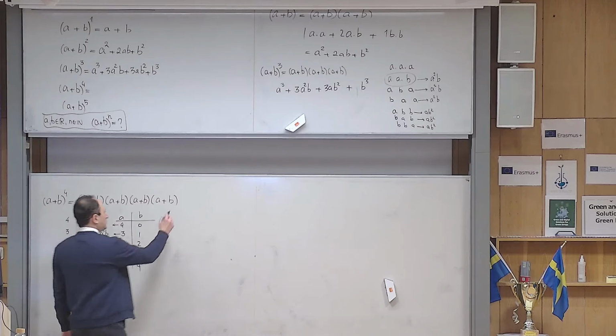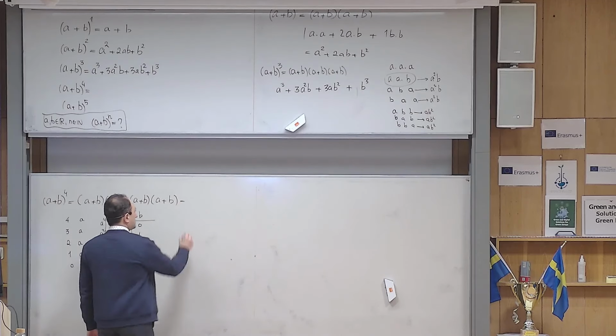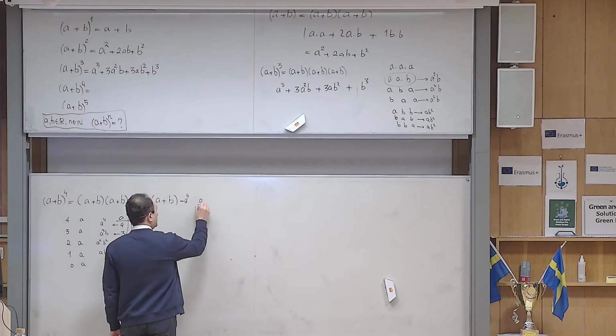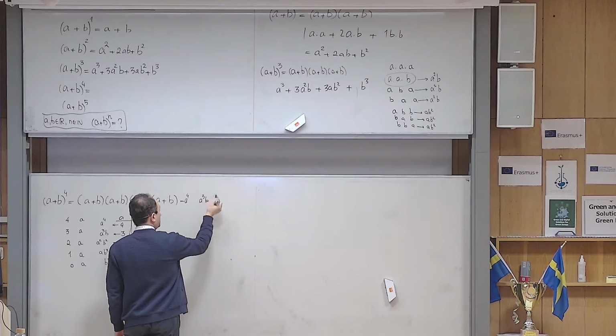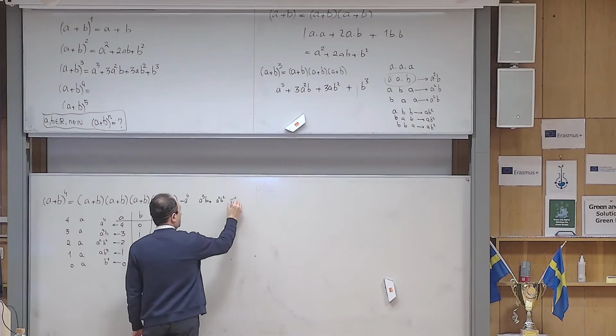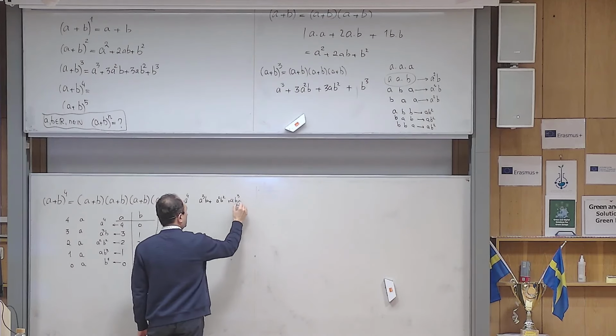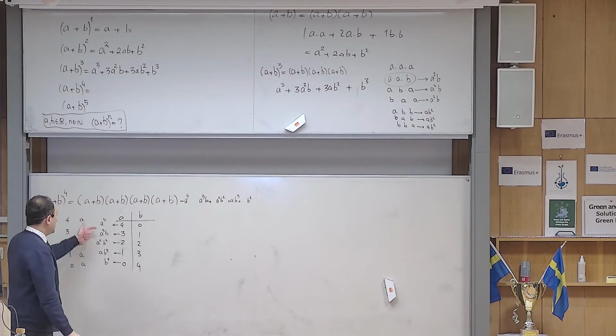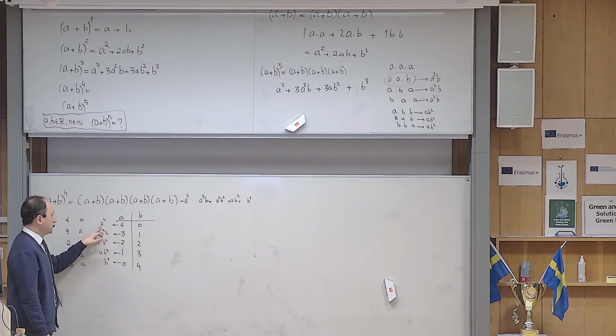So you already know the answer to some extent. So you know that there should be a to the power of 4 involved. You know that there should be a cubed b involved, a squared b squared involved, a b cubed involved, and finally b to the power of 4 involved. So the only problem is how many of each one of them I will have if I am patient and expand this fully. Okay, this one is easy to guess.